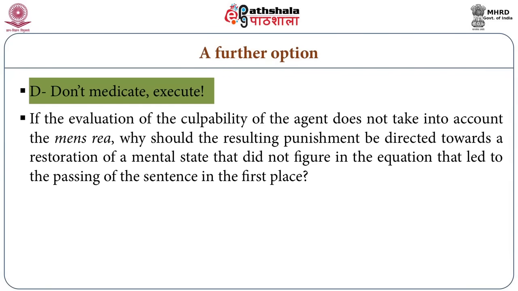If the evaluation of the culpability of the agent doesn't take into account the mens rea, in other words, if we're committing this execution because of the gravity of the crime and not exclusively because of the intention behind it, then why should the resulting punishment be directed towards a restoration of the mental state that did not even figure in the equation leading to the death sentence in the first place? In other words, the idea here is that we have to get Singleton's mind back into capacity so he understands that he committed a crime for which he must suffer the death penalty. But if the death penalty is largely a consequence of simply the act, that is, that somebody was murdered, and not so much the mentality behind it, that there was an intention to murder, then why do we find it necessary to raise Singleton's competence back into that mental status that he can be aware of the consequences of his action?